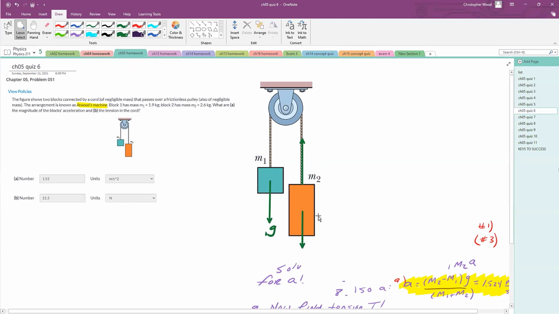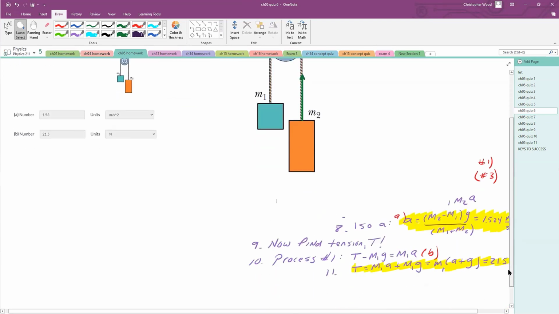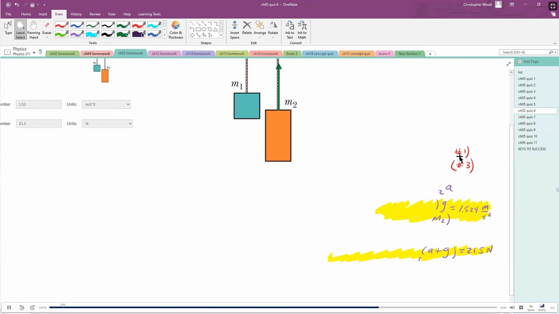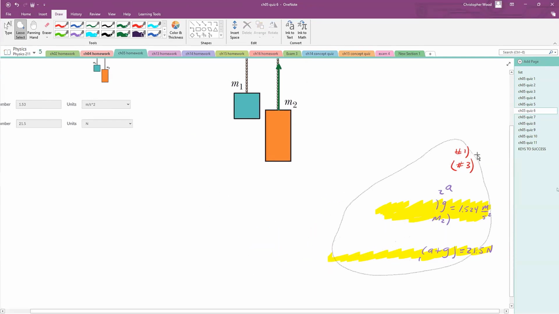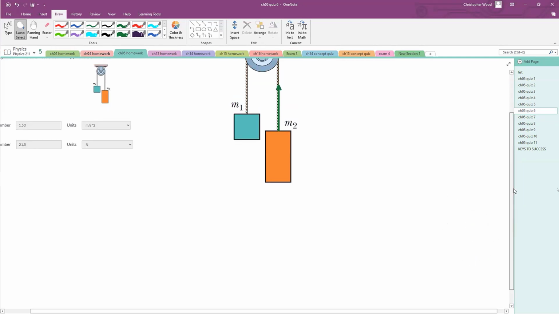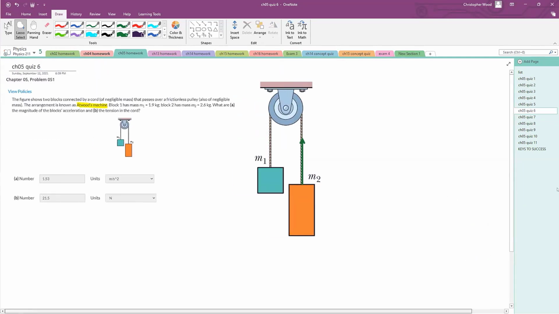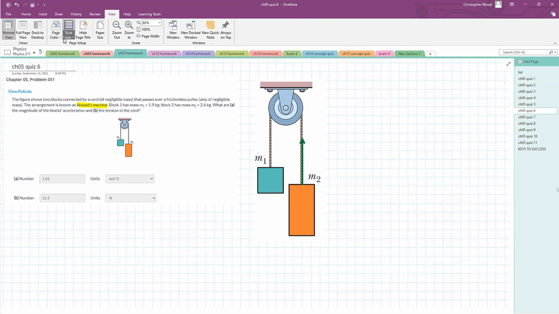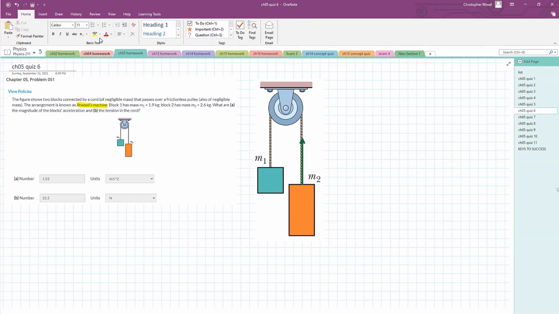This looks like an elevator machine. This is basically an elevator device known as the Atwood machine, and you can see it does look kind of like an elevator. One cab is going down while the other cab is going up. The Atwood machine is what's being visualized here. Let's do the read through. This says the figure shows two blocks connected by a cord of negligible mass. And that's important to know. Okay.